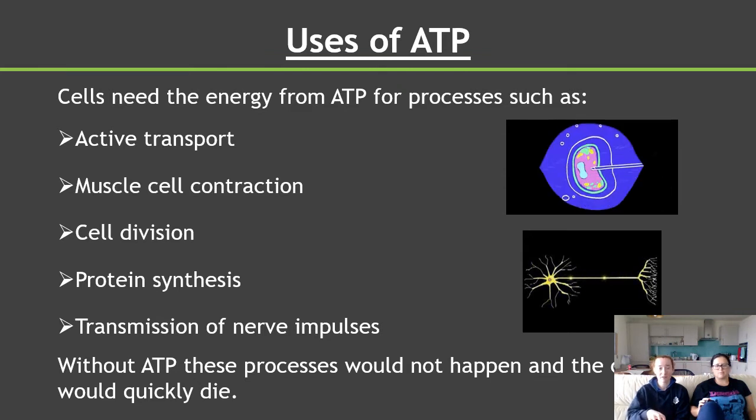And then without ATP, these processes would not happen. And if these processes aren't happening, the cells would be dying and ultimately you would be dying. If these things aren't happening, you're not going to be living very long. So ATP is crucial to survival in life.